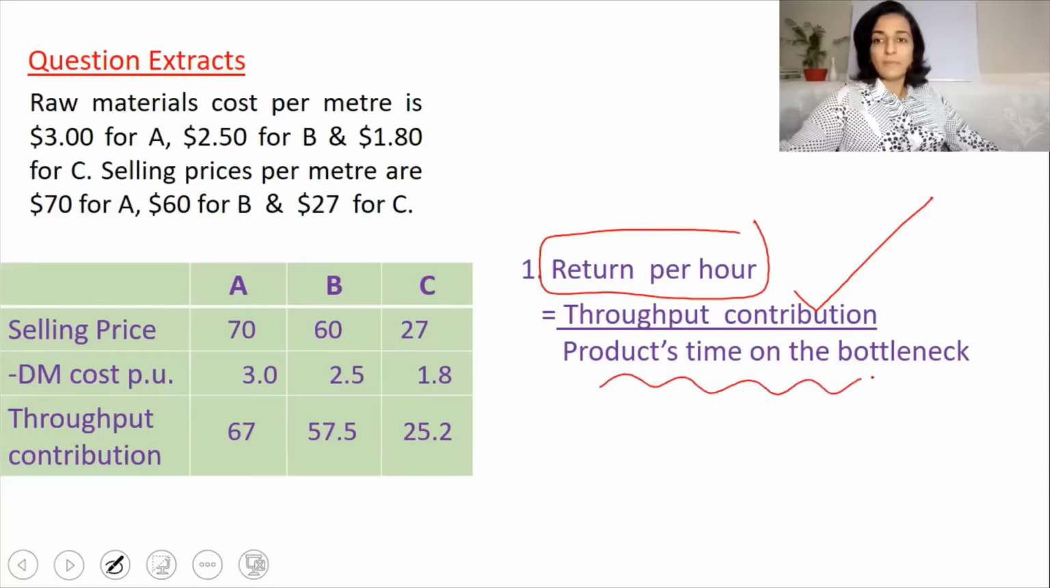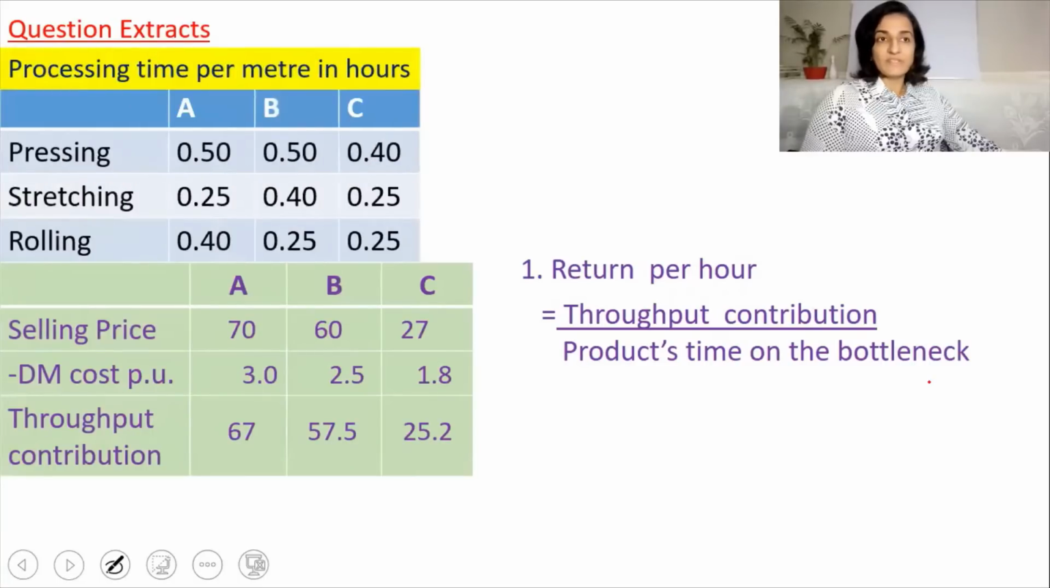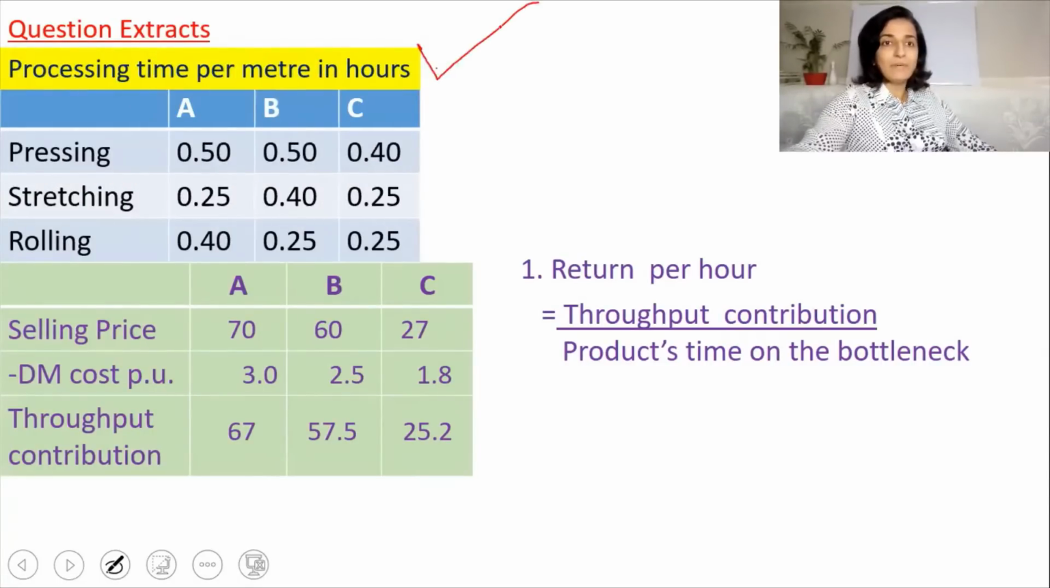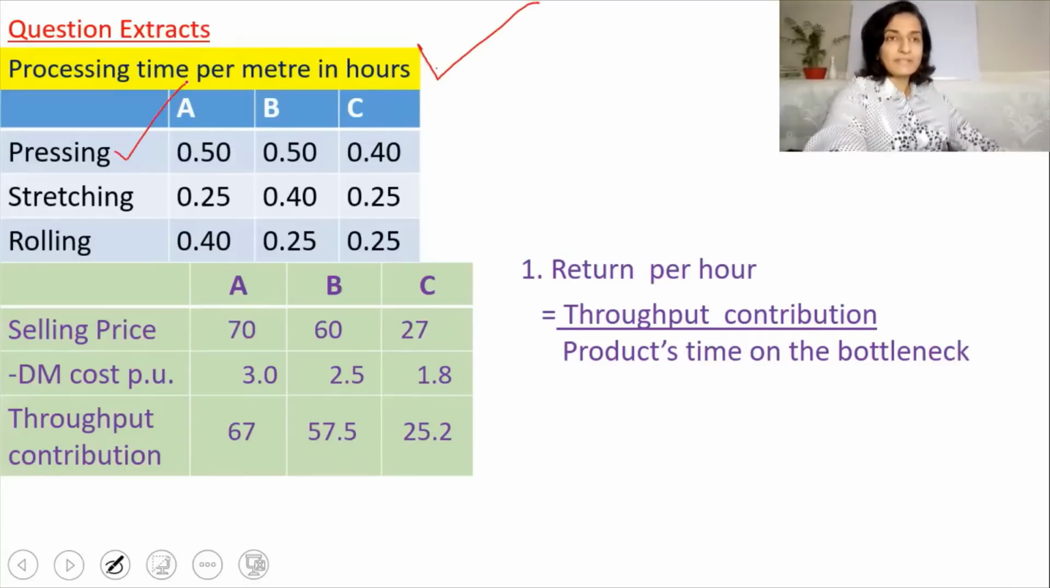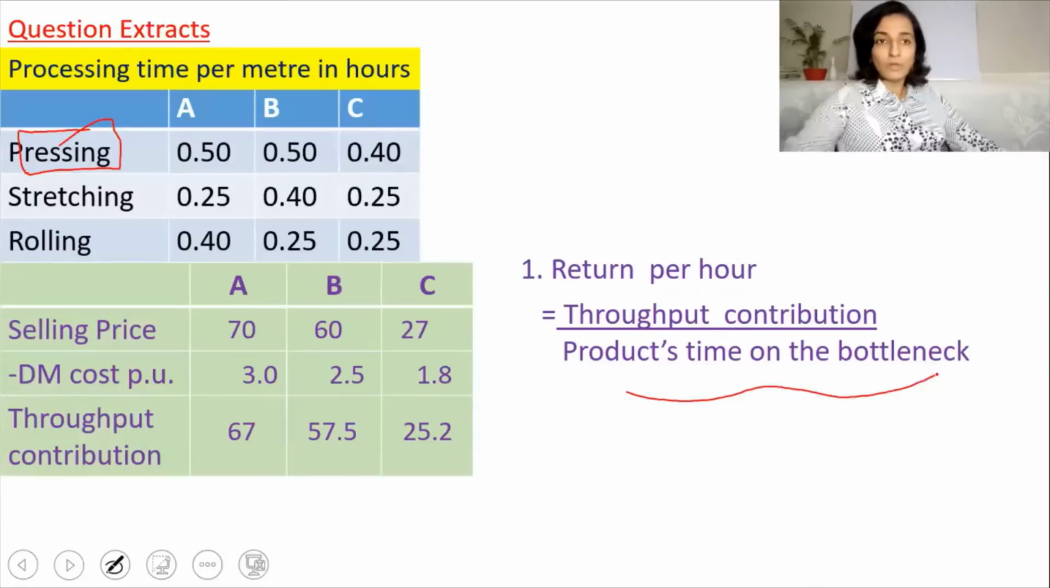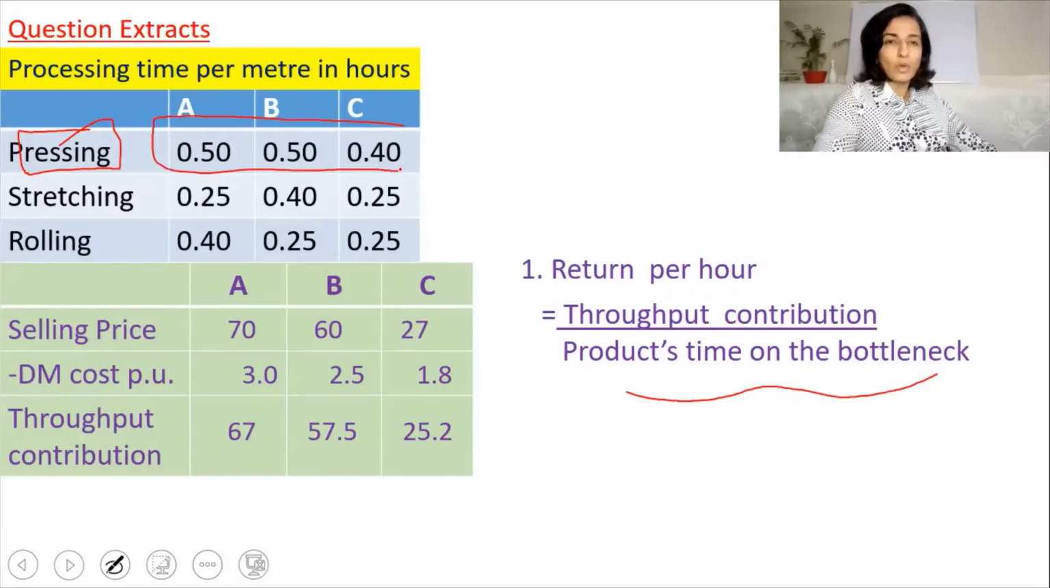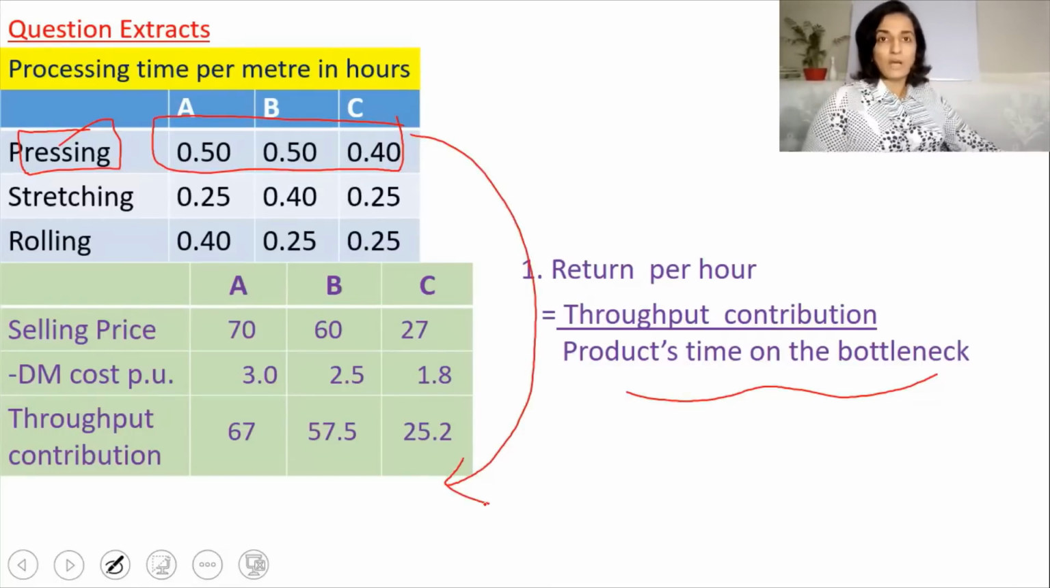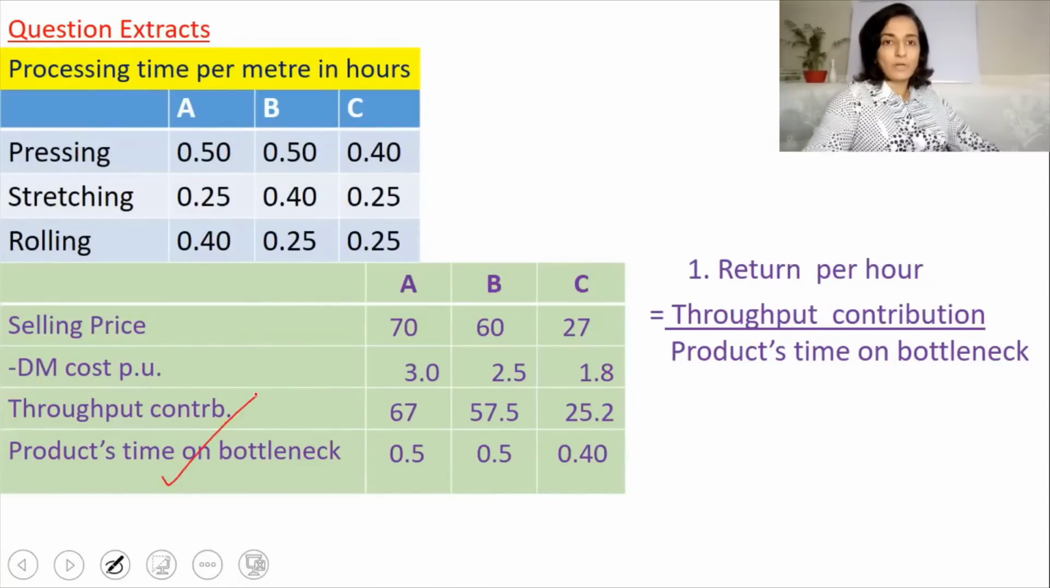Now we will see the product's time on the bottleneck, which is given in the question. So these are the question extracts. Processing time per meter an hour given for the three products in the question. They have given for pressing, stretching, and rolling. And we have found in part 1 that pressing is the bottleneck. So the product's time on the bottleneck is this row. So I will be copying the product's time on the bottleneck into our table. So the product's time on the bottleneck has been copied from the question.